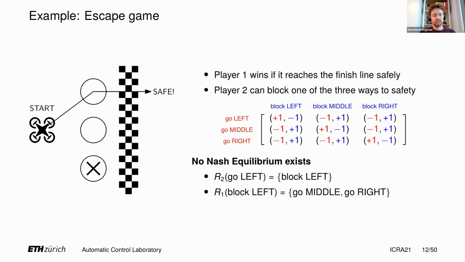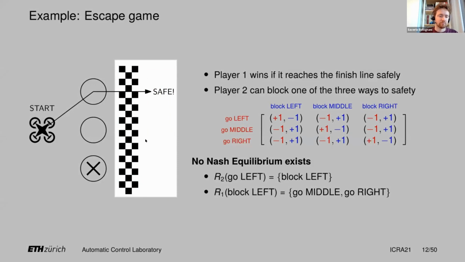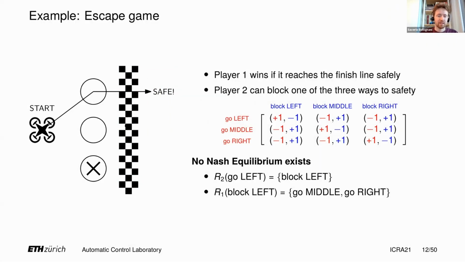Having said that, let's consider another game. Again, a toy example from robotics. Imagine that there is a robot that needs to reach some safe zone at the end here. Now, the robot can take multiple paths, let's make it simple. You can go to the left, you could stay in the middle, or go to the right. And there is an adversary that is able to block one of these three paths, right? And by blocking, I mean to draw X.